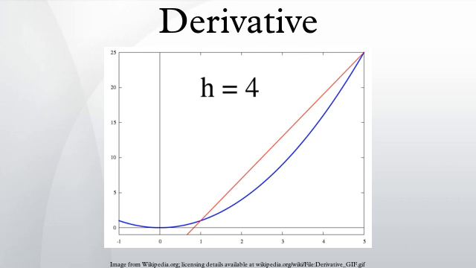However, even if a function is continuous at a point, it may not be differentiable there. For example, the absolute value function |x| is continuous at x equals 0, but it is not differentiable there. If h is positive, then the slope of the secant line from 0 to h is 1, whereas if h is negative, then the slope of the secant line from 0 to h is negative 1. This can be seen graphically as a kink, or a cusp in the graph at x equals 0.